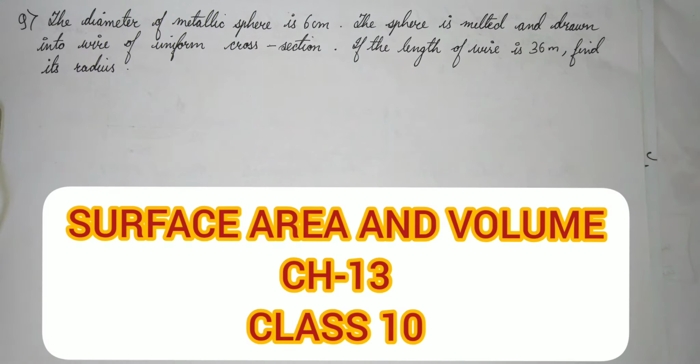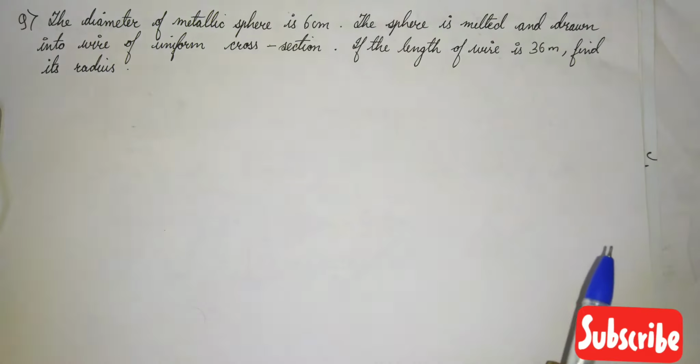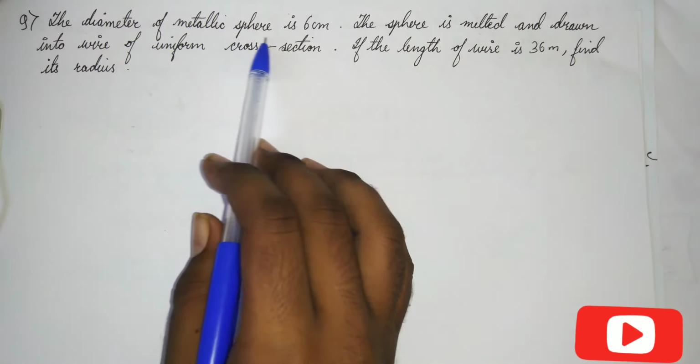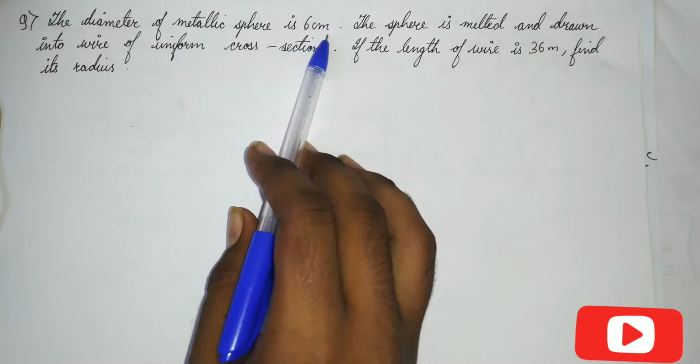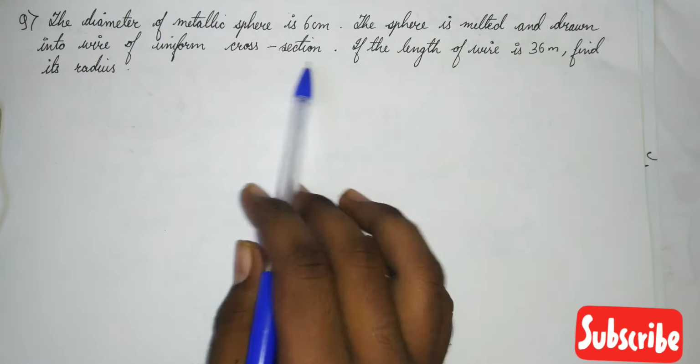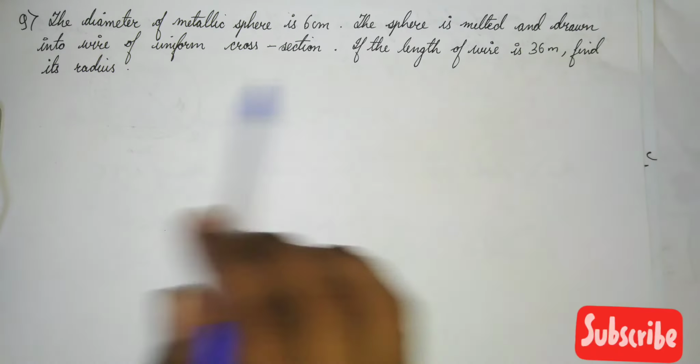Hello guys, in this video we'll be discussing some important problems based on the chapter surface areas and volumes. The first question we'll discuss is asked several times in the board papers. The diameter of a metallic sphere is 6 cm. The sphere is melted and drawn into wire of uniform cross section. If the length of the wire is 36 meter, find its radius.